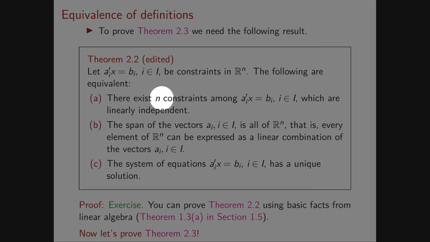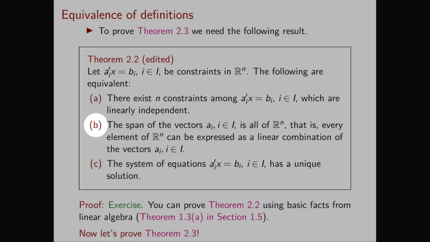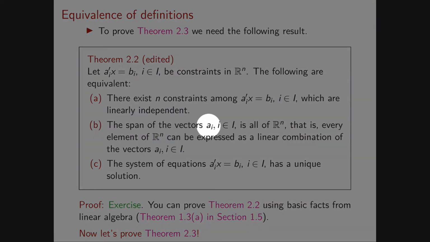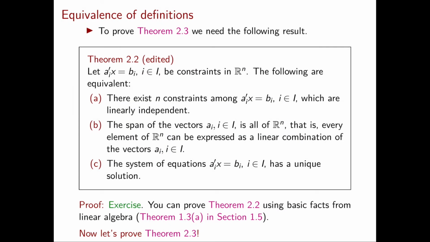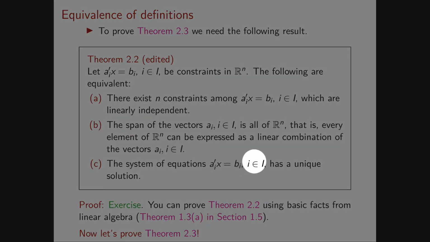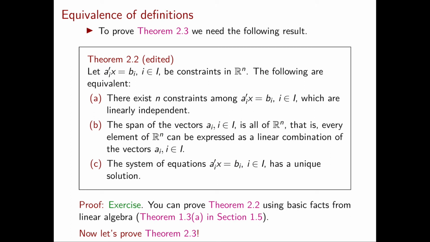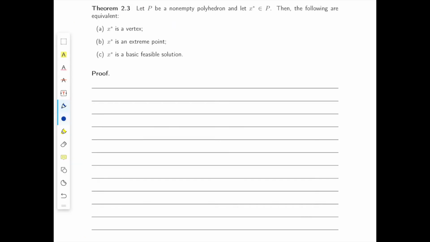A. There exist n constraints among these which are linearly independent. B. The span of the vectors a_i for i in I is all of Rn. From the definition of span, this means that every element of Rn can be written as a linear combination of the vectors a_i. Finally, C. The system of equations a_i transpose x equal to b_i for all i in I has a unique solution. Now that we have refreshed our linear algebra memory, let's get to the proof of theorem 2.3. In theorem 2.3, we have to prove the equivalency between these 3 concepts: vertex, extreme point, and basic feasible solution.